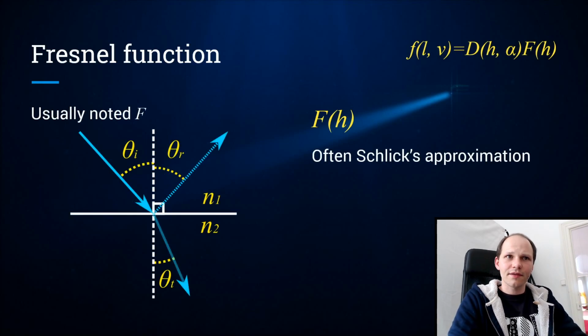We saw earlier that only a part of the light is reflected and the rest is refracted. So to take that into account, we could use a Fresnel function, usually noted F. Very often people use the Schlick approximation, which works well for non-metals, but be careful though, because for metals, it does miss some of the features of the response.